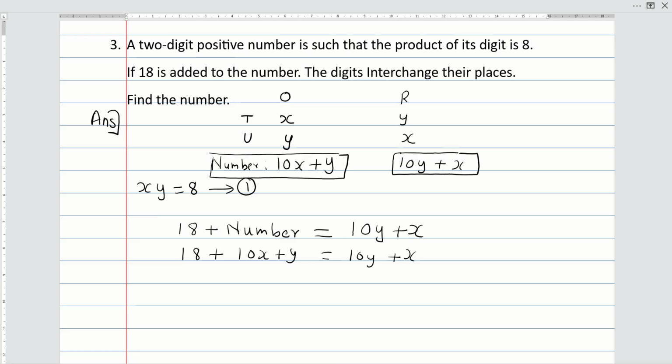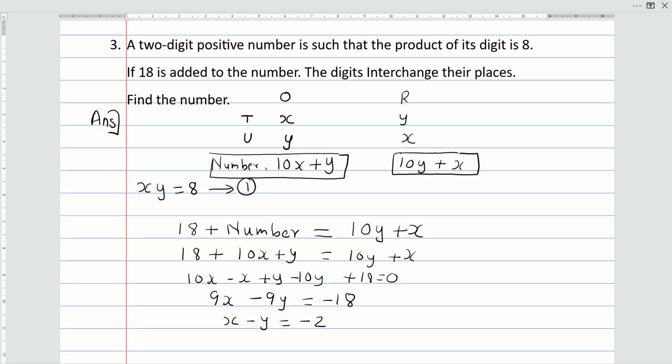Let us arrange them. So 10x minus x plus y minus 10y. We are taking everything on one side. Let us not take minus 18, we'll keep 18 here only. 18 is equal to 0. So this comes to 9x minus 9y, let us take it on the other side, minus 18. Can I divide the whole equation by 9? Yes, I can do that. So x minus y is equal to minus 2.